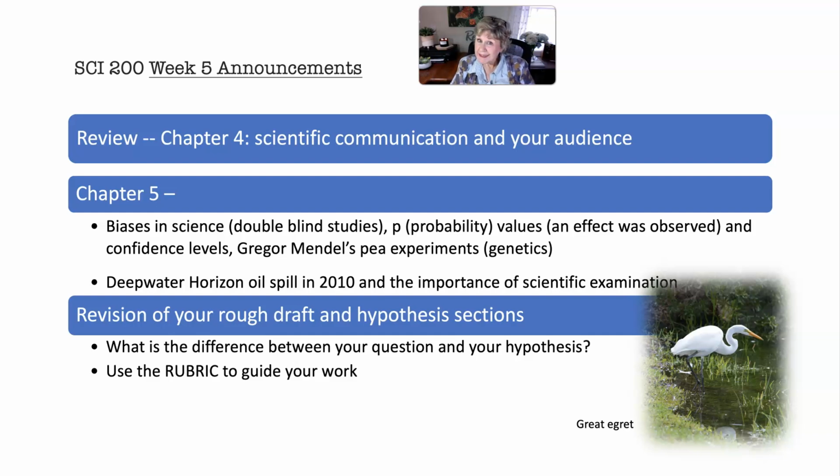So biases, we have to take them out of science if we possibly can. We have to think about this. Like, how am I going to make sure that I don't include any bias? And one way to do that is through double-blind studies. And that means that neither the researcher nor the patient, subject, client, whoever it is, knows what the treatment is in this case. The researcher and the subject do not know what treatment a patient is getting.